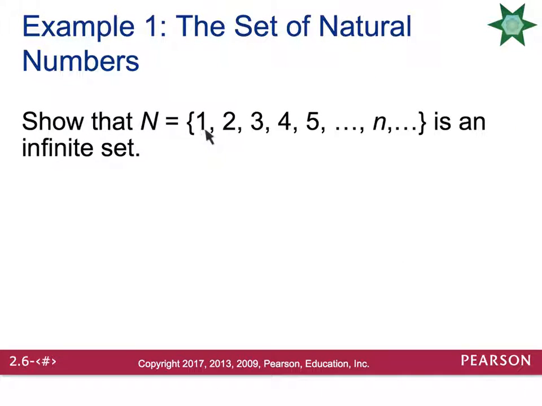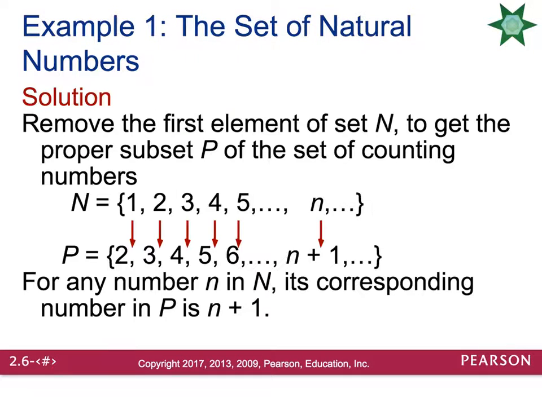Look at the set of natural numbers, 1, 2, 3, 4, 5, etc. Now n means that the numbers continue, and then we can call n some number that's really big. But that means the numbers keep going. So we want to show that the set of natural numbers is an infinite set. So what we'll do is take that set 1, 2, 3, 4, 5, etc., and just take one out.